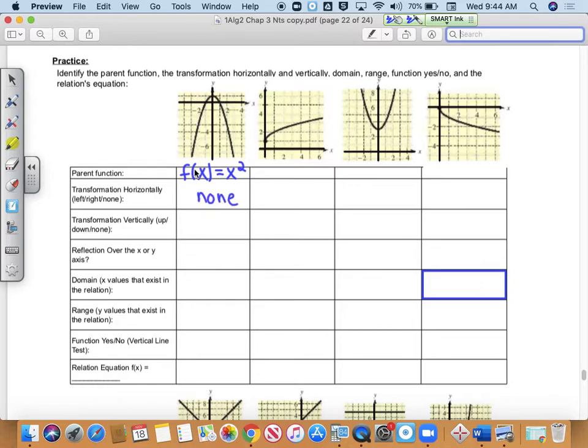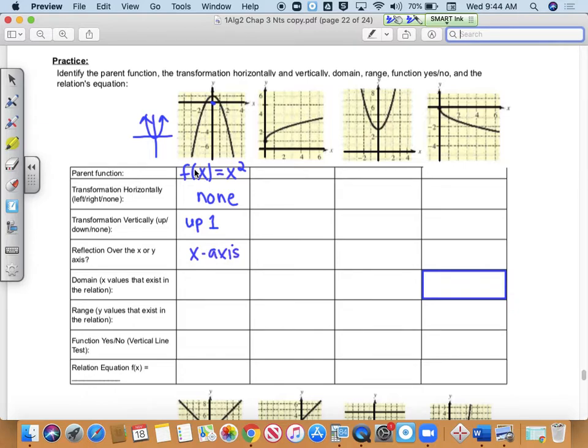So if I look at this, I know that the original parent function starts at 0, 0. It looks like this is moved up 1 unit. Is it reflected over the x or y axis? Yes, it is. I know the parent function of f of x equals x squared looks like a U. This one's flipped upside down, so it's reflected over the x-axis.